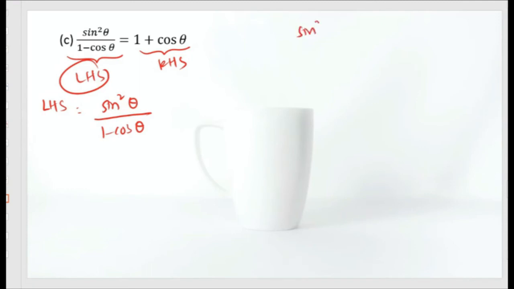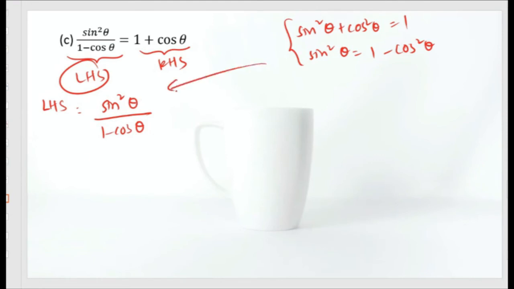Okay, identity. Sine square theta plus cos square theta equal to 1. So sine square theta equal to 1 minus cos square theta. Okay, so we move to 1 minus cos square theta over 1 minus cos theta. So after this, how to do? 1 minus cos square theta is what? So from here, we need to do revisions.